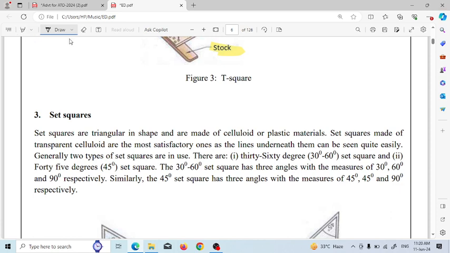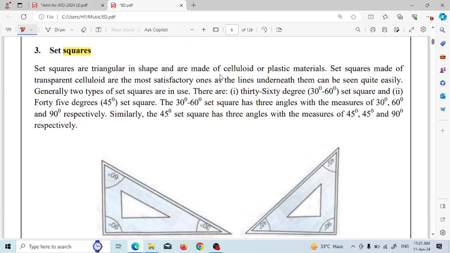So next instrument is set square. Set square is triangular in shape and made up of celluloid or plastic material. Set squares made up of transparent celluloid are most satisfactory, as the line underneath them can be seen quite easily.